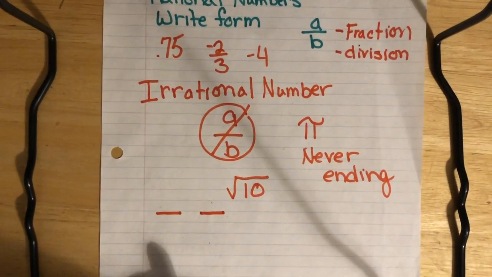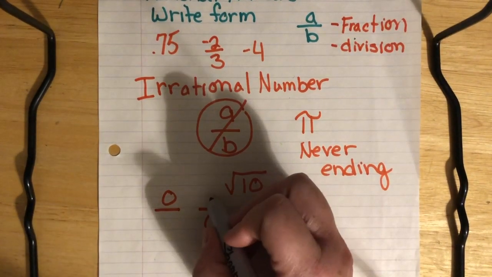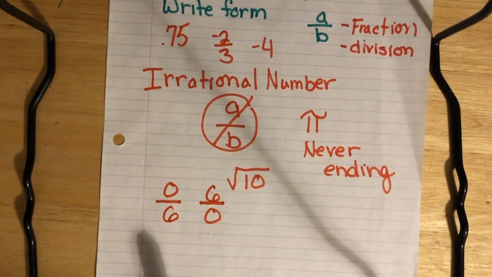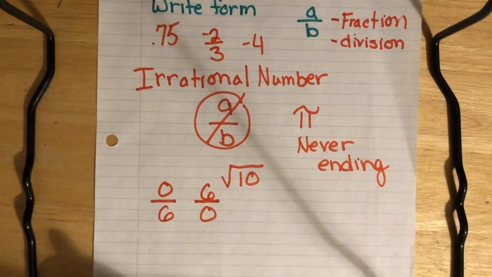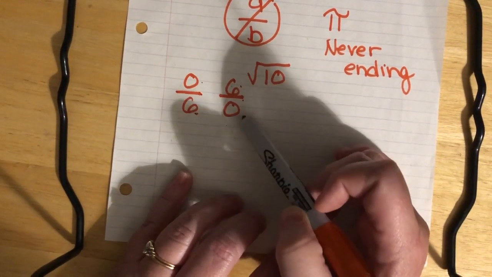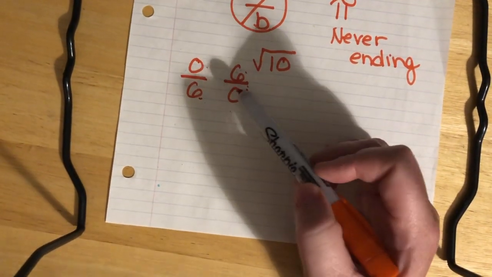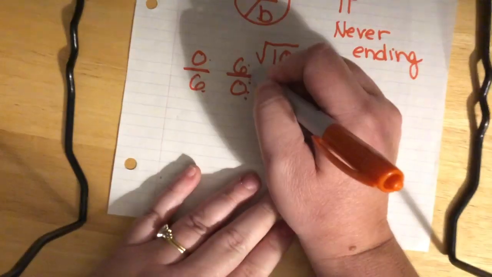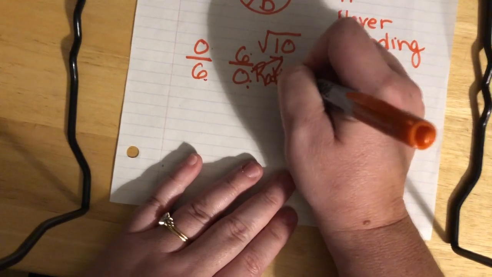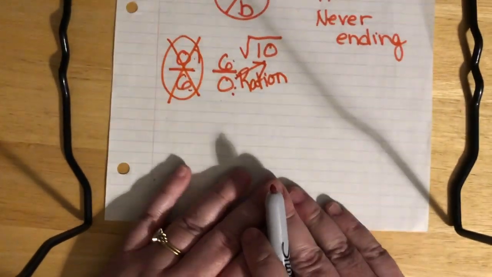So I'll give you two examples. One is this, one is this. Which one of these cannot happen? 0 divided by 6 or 6 divided by 0. 0 divided by 6 is 0. That's a rational number because your answer is 0. 6 divided by 0 is an irrational number because it goes on forever.